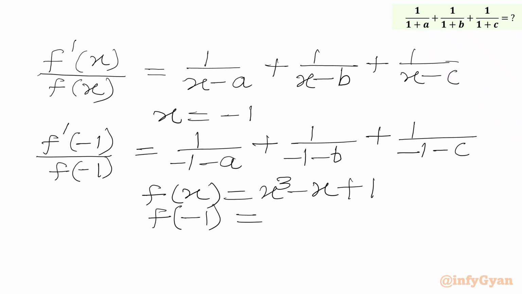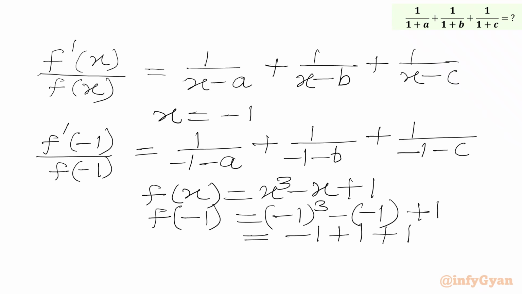So f of minus 1 will be minus 1 cube minus of minus 1 plus 1. Minus 1 cube is minus 1. Minus times minus 1 is plus 1 plus 1. So plus 1 and minus 1 will be over. We will get f of minus 1 equal to 1.